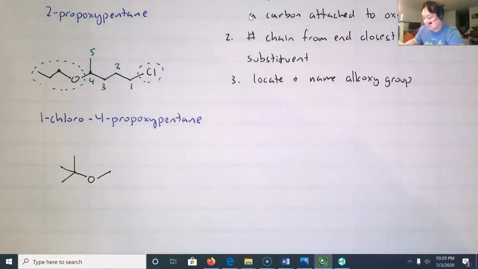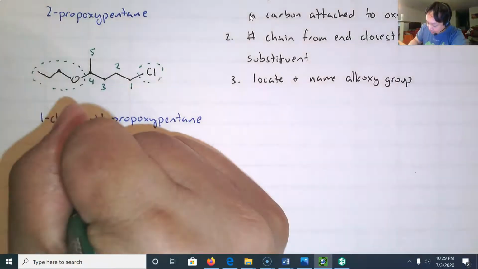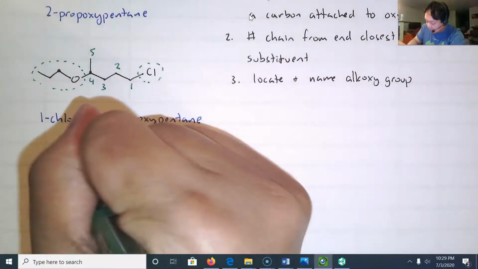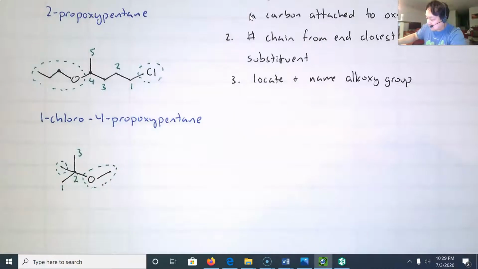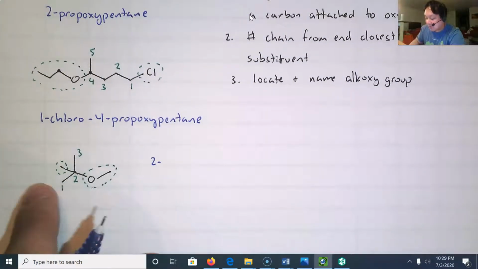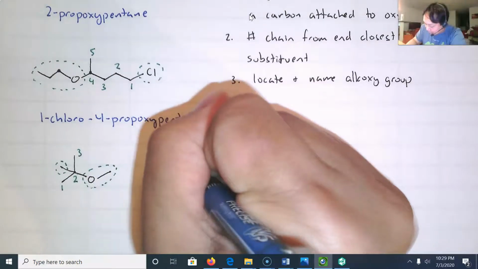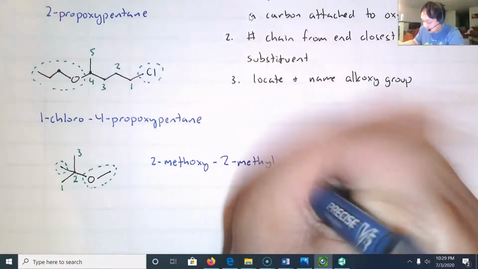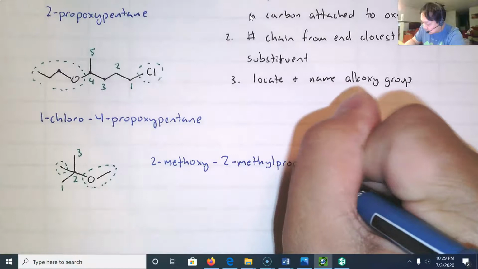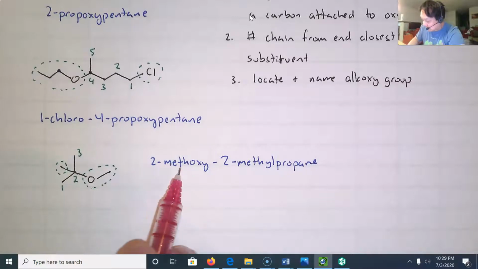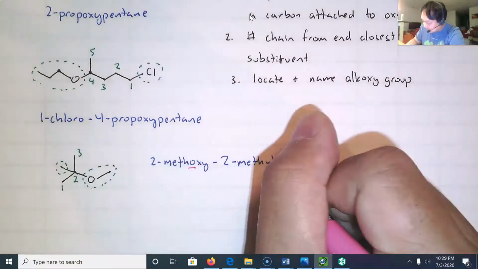Okay. The longest carbon chain, 1, 2, 3. Substituents here and here. We alphabetize the substituents. 2-methoxy comes before methyl, and I think, let's double check. We alphabetize based on METH, O beats Y. Okay?